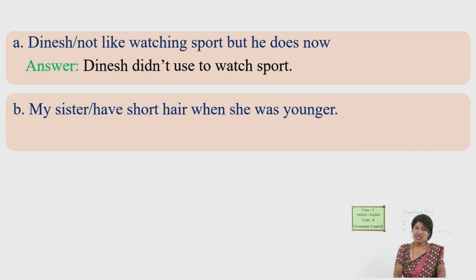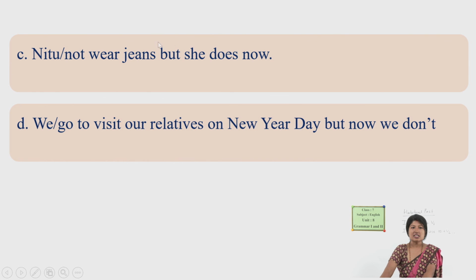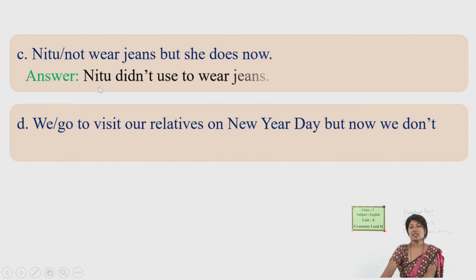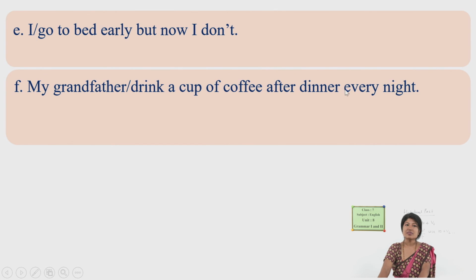Answer: Dinesh didn't used to watch sport. You don't need to write along for that. Answer of number B: my sister used to have short hair when she was younger. C: Neetu not wear jeans, but she does now. We can write Neetu didn't used to wear jeans. Number D: we go to visit our relatives on New Year's Day, but now we don't. We used to visit our relatives on New Year's Day.